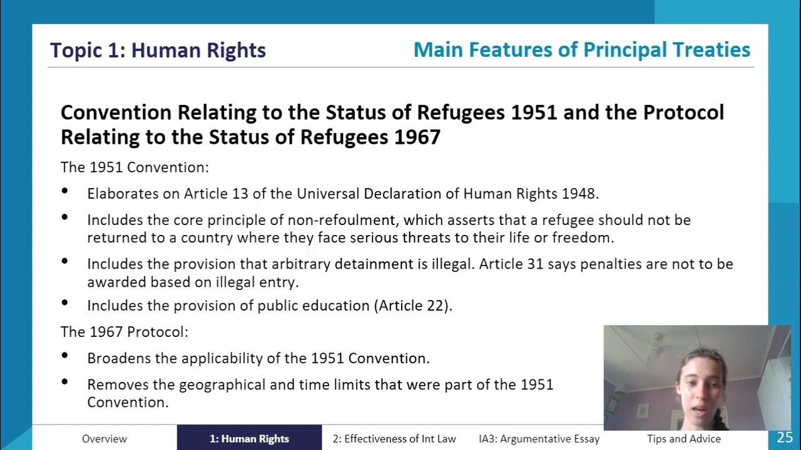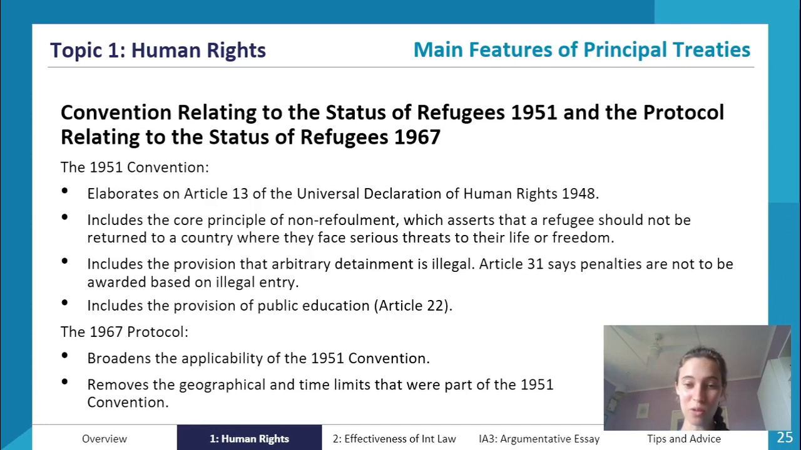A little bit more detail on each of those. So you may be wondering why there's two of them and what the difference is with convention versus protocol. So convention, that one came first. It elaborated on the Universal Declaration of Human Rights. So again, we can see that it does have overlap between lots of the different conventions that we have. One of the core principles was non-refoulement.